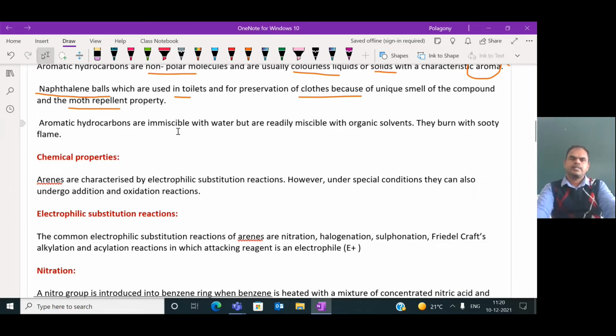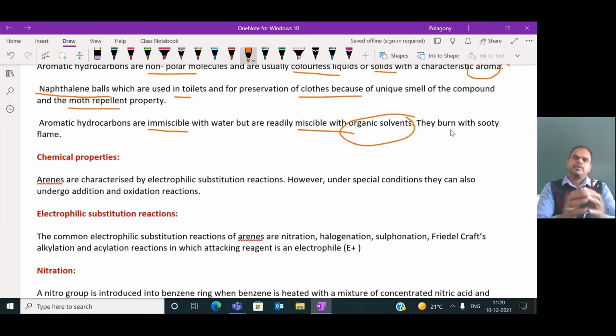These aromatic hydrocarbons are immiscible in water. What is the meaning of immiscible? It means insoluble in water, but they readily form miscible solutions with organic solvents. And if aromatic hydrocarbons burn, they produce a sooty flame, meaning more carbon monoxide.